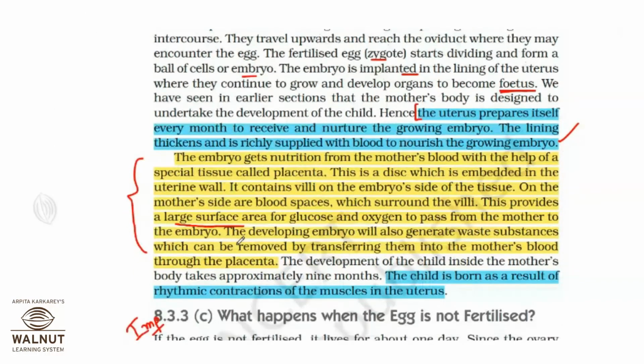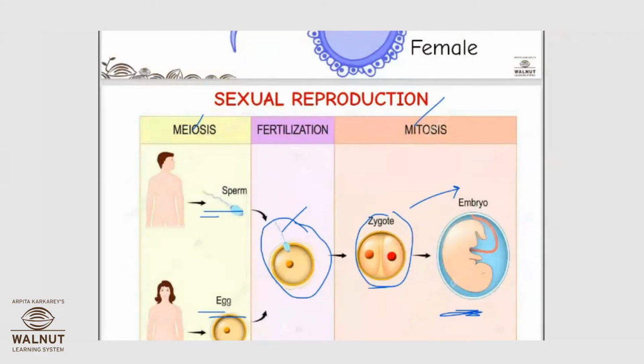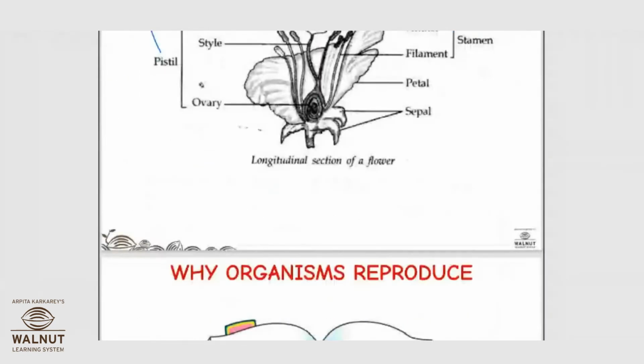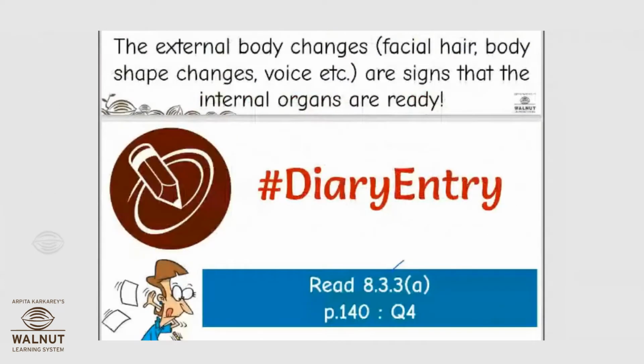Okay, so the development of a child inside the mother's body takes approximately 9 months. All of us know that. The child is born as a result of rhythmic contraction of these muscles in the uterus. So this is all about the human male and female reproductive system, which you have read in the book and which you have seen in the PPT also. The same things are given in the PPT.